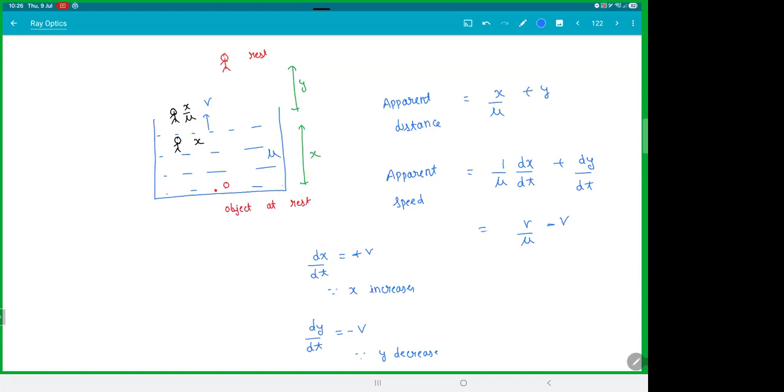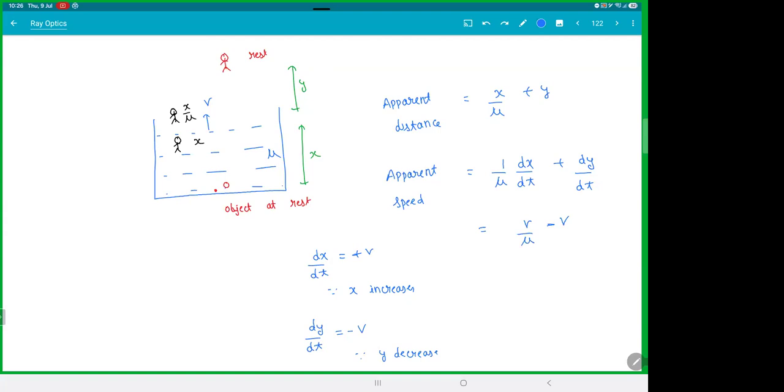That's your answer. It's actually a negative thing. It means we are thinking it is coming up, but no, it's actually going inside. So the most common mistake is people don't take that y. They take only x by mu and then they differentiate x by mu and you get v by mu. You're getting the velocity, right?